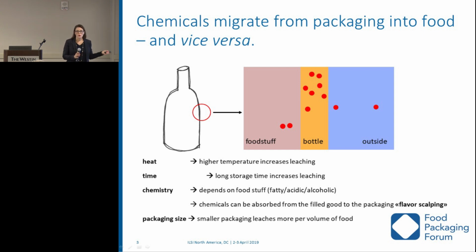And you all know what the parameters are: heat, storage time, chemistry of the foodstuff, of the packaging, but also the packaging size actually will determine levels of migrants in food. So if you have a cube and you shrink the cube, you're increasing your surface to volume ratio. So that means smaller food packaging potentially has relative higher migration levels than big bulk food packaging.